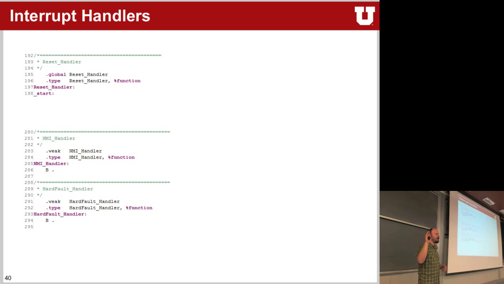Who has heard weak definitions before? Yes, what is it used for? A symbol that is not assigned. It can be overwritten. A weak definition means that use this handler function here unless you find another one somewhere else.